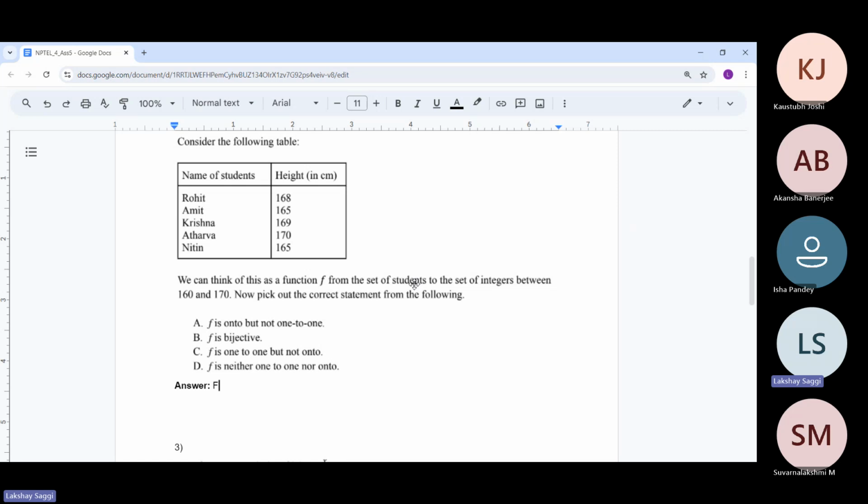So for the function f, what will be the domain of f? Domain of f is nothing but the set of students, as it is given to us that f is from the set of students to the set of integers between 160 and 170. Note that between 160 and 170, we'll include both of these endpoints as well. So 160 and 170 are also included.